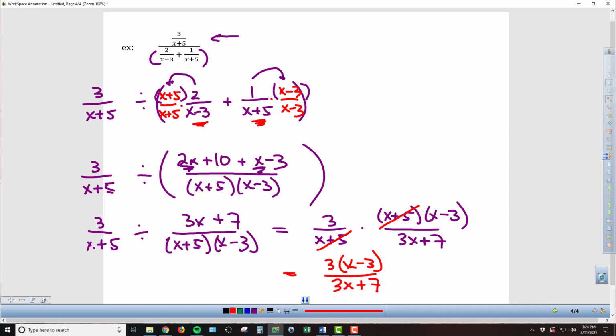And so again, of course, we can't reduce the 3's since the 3 and the 3x here is connected by addition to the 7. So this is the best that we can do.